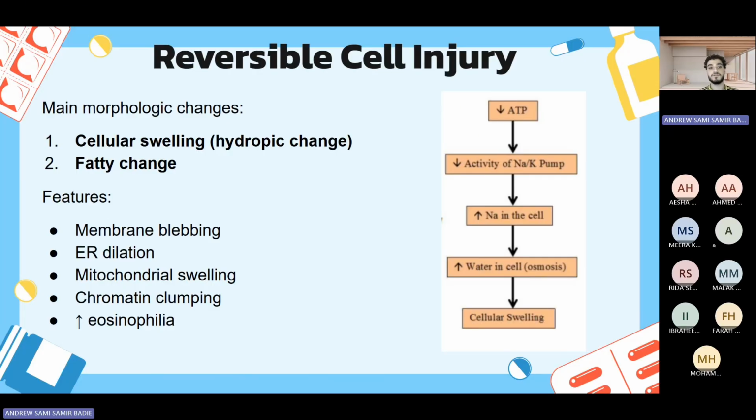Now we have other features of reversible cell injury. For example, membrane blebbing. Blebbing means picking up small pieces of the cell and losing cell size slowly. Endoplasmic reticulum dilatation, same example. Mitochondrial swelling, chromatin clumping inside the nucleus. The DNA becomes clumped together instead of the normal clumping, and increased eosinophilia. You're going to see the cells more reddish.